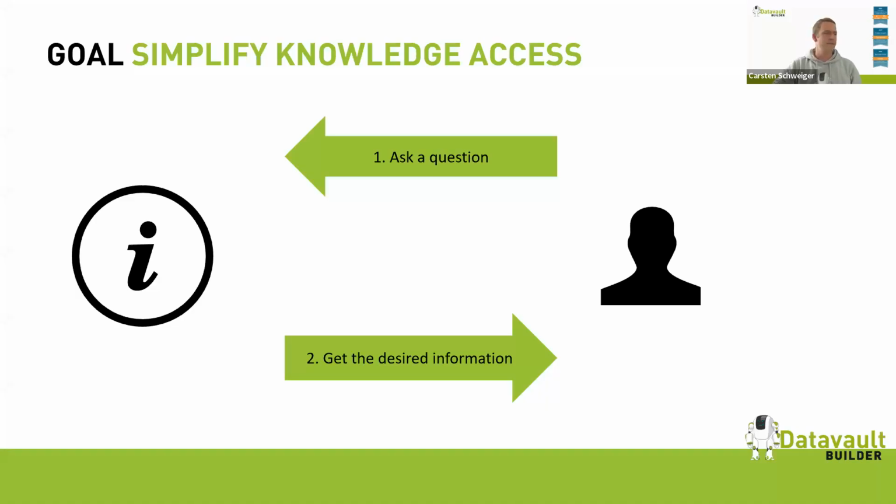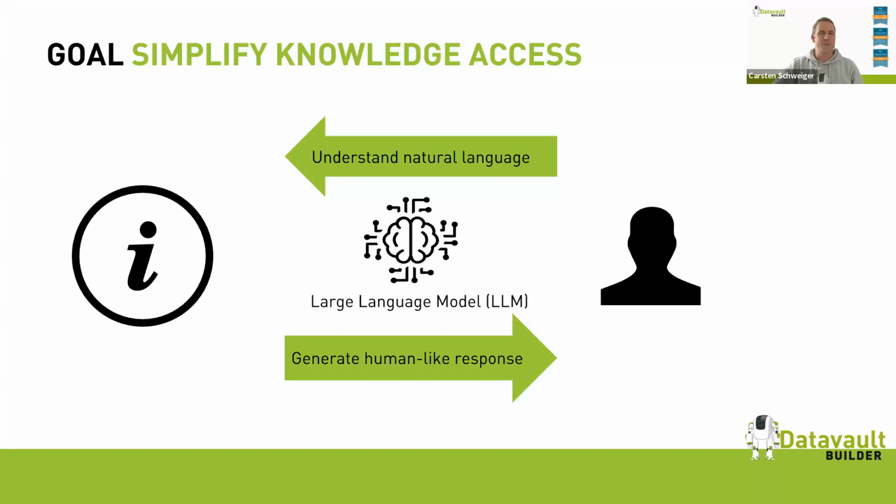So the goal was a simple goal. We want to ask a question to our knowledge management system and get the desired information. And of course, it would be nice to use natural language, if the knowledge management system understands the natural language and can give a human-like response. So you have an idea what we did, that's why you are here. Nowadays, we call it the large language model in between that understands this language and can also respond in a human-like way.